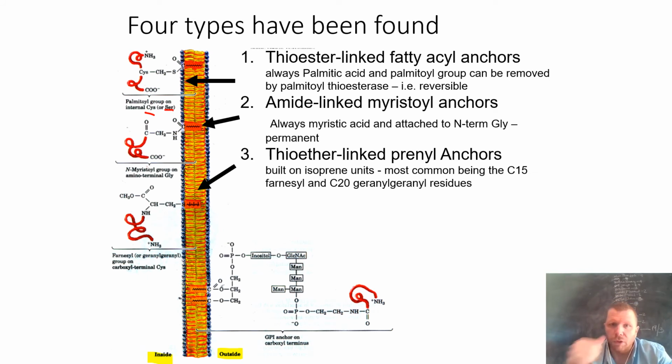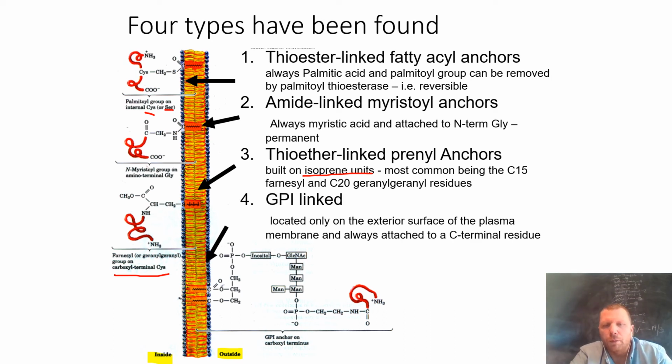There are also thioether-linked prenyl anchors. We can have an isoprene unit, just like we saw on the previous slide, where these isoprene units, either farnesyl or geranyl groups, are added to a carboxy-terminal cysteine residue that is then able to be inserted in the membrane and basically hooks in on the outside of the membrane and stays there.